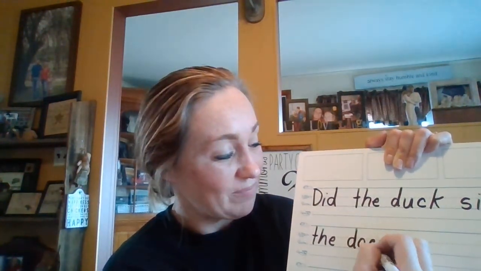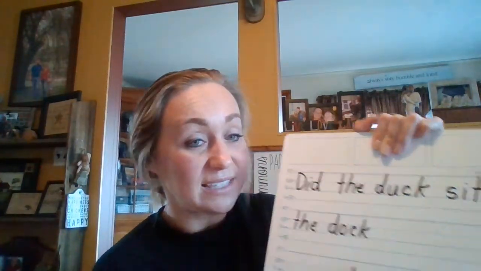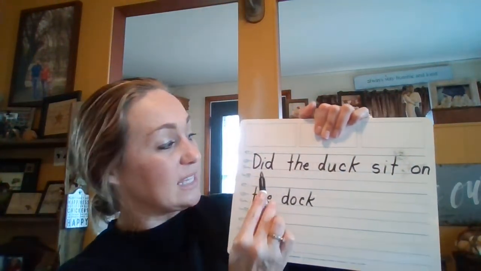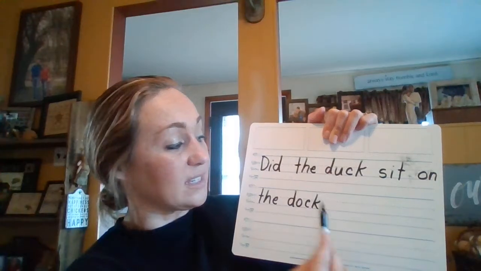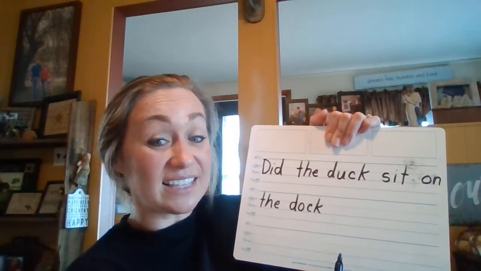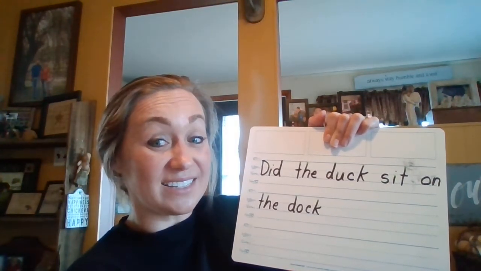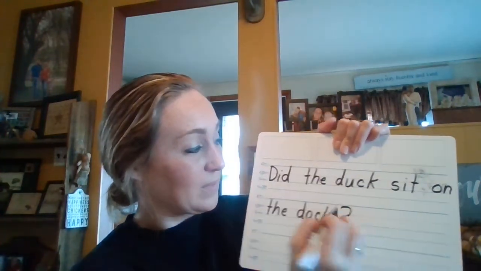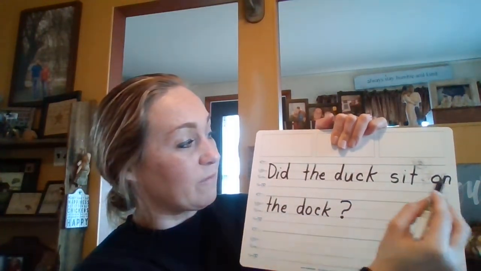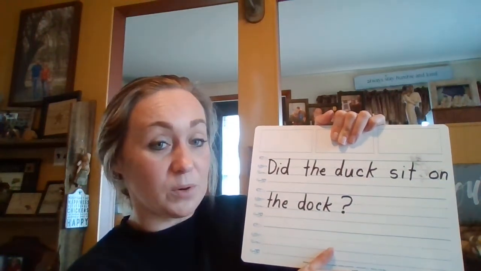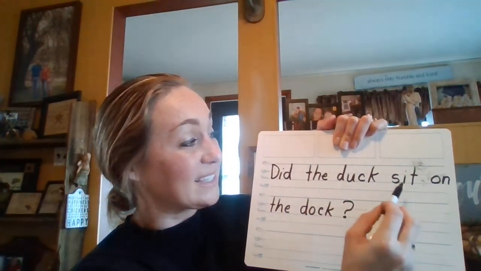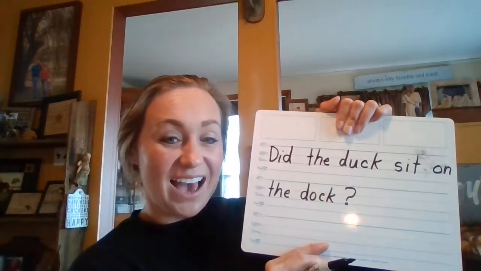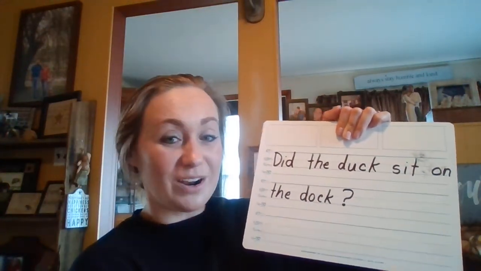CK again. And this is an asking sentence. We're asking, did the duck sit on the dock? And since it's an asking sentence, what do we need at the end? Question mark for sure. 1, 2, 3, 4, 5, 6, 7. I have all my words. Did the duck sit on the dock? Asking sentence with my question mark.